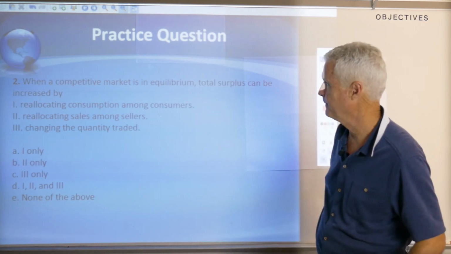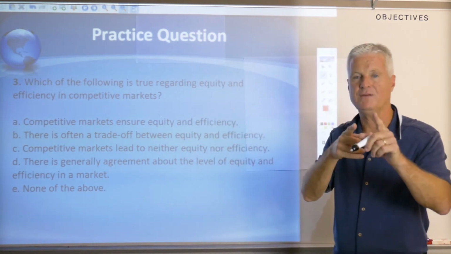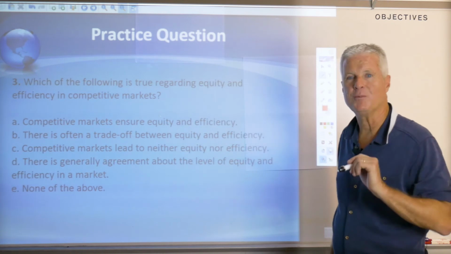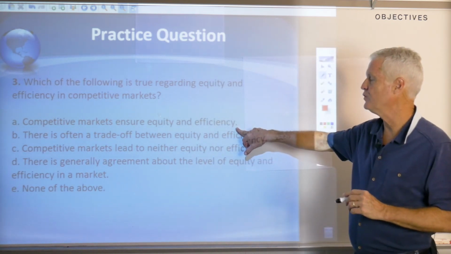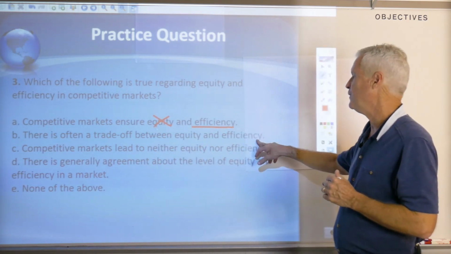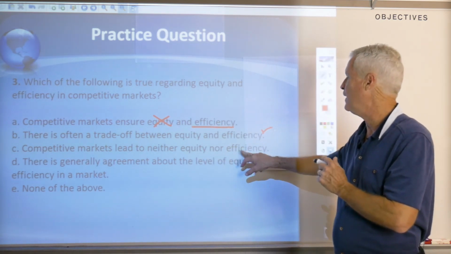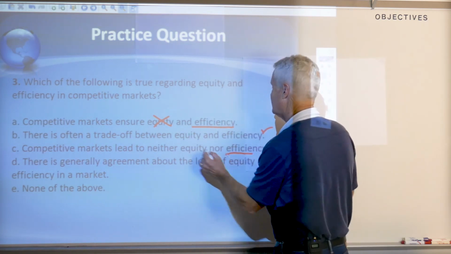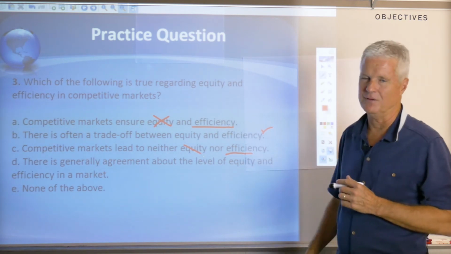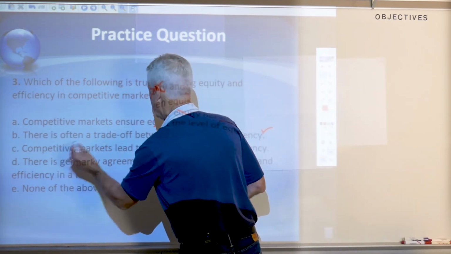Okay? Moving on. Which of the following is true regarding equity? And remember, we talked about equity and efficiency. So pause the video. Answer the question. And we're back. Okay, competitive markets ensure equity and efficiency? Nope, they ensure efficiency, not equity. Trade-off between equity and efficiency. That sounds good. I bet that's the answer. Lead to neither equity nor efficiency? Actually, they do lead to efficiency, just not equity. General agreement about the level of equity and efficiency in a market? Now, there never is, right? Everybody's going to argue about, is it fair? Is it good? So the answer is B.